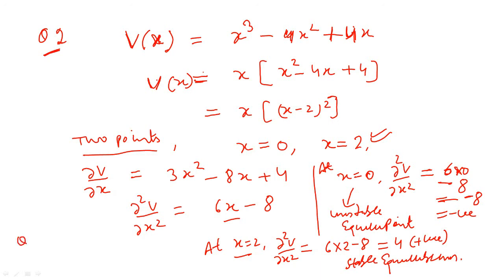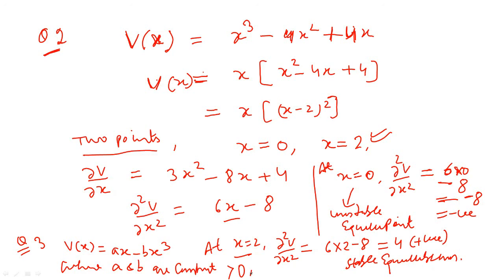Now here is another problem which you have to solve yourself. V(x) is equal to ax minus bx cube, where a and b are constants greater than 0, or a and b are positive constants. So you have to investigate the condition of stable and unstable equilibrium.